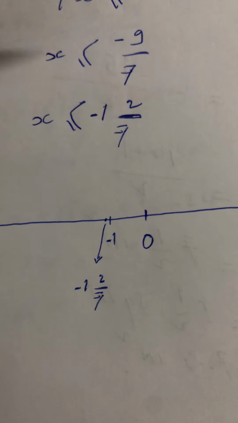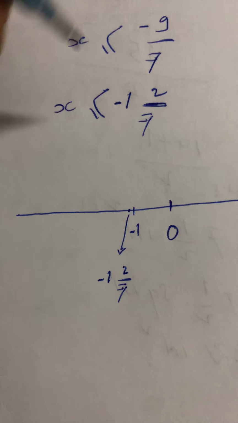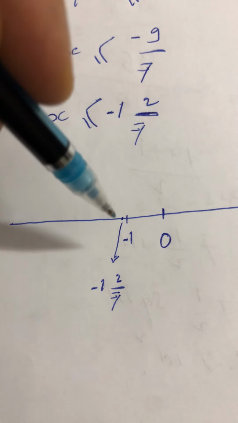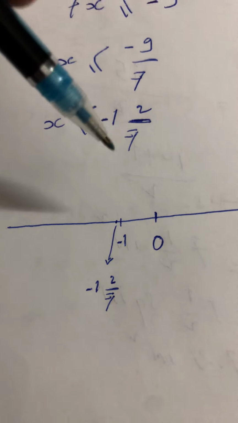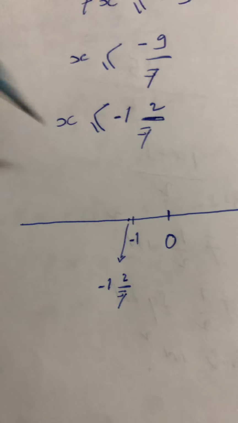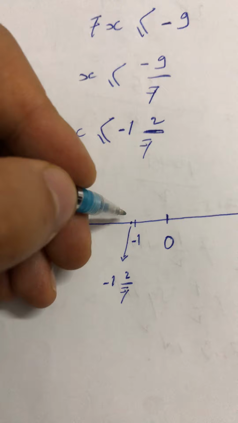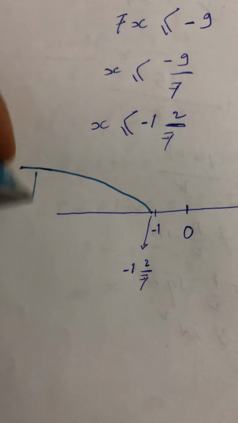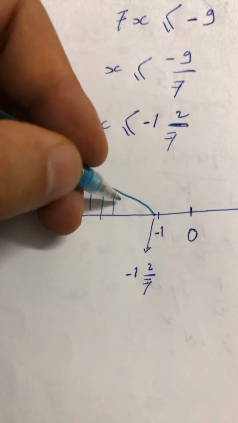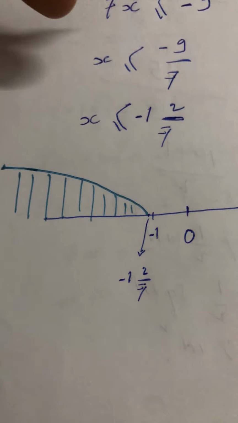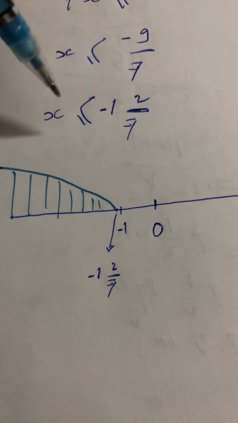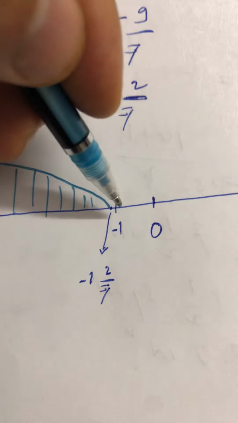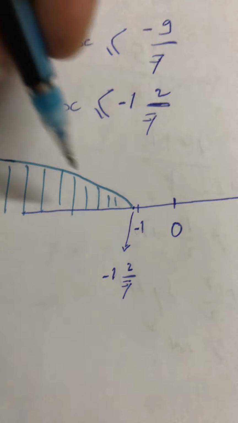So now I will draw the solution. He wants x less than this number. Less than, that means it comes on the right or on the left? So on the left here, because less. So this is the solution. If I suppose that x is greater or equal to this value, it will be the solution on the right, not like this.